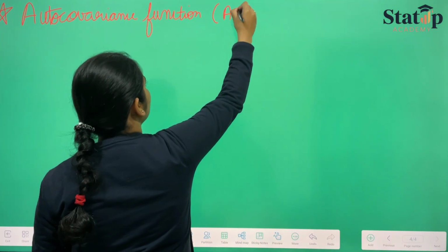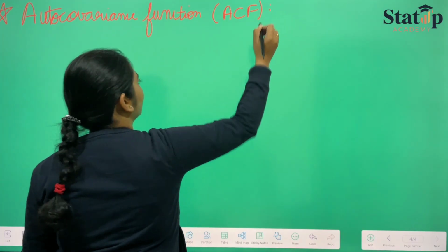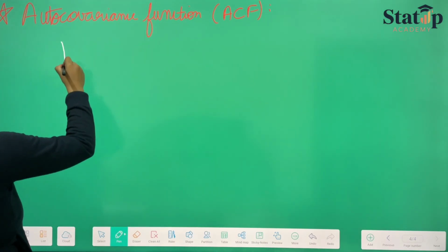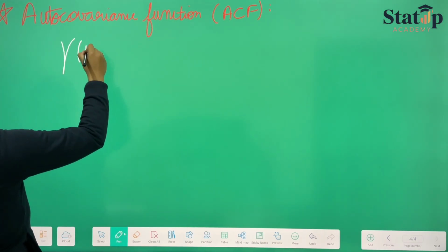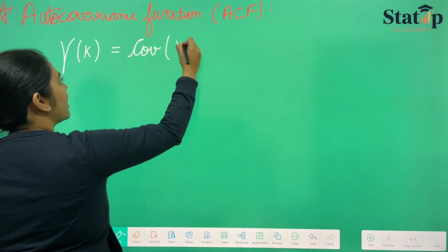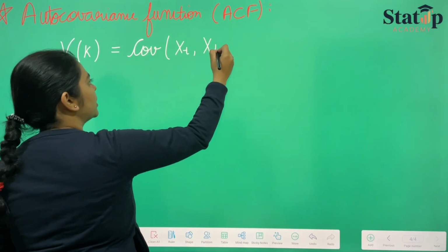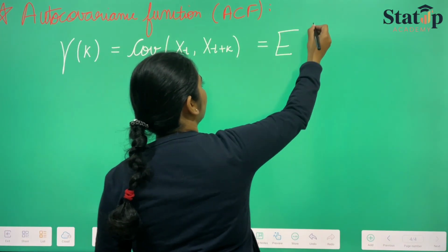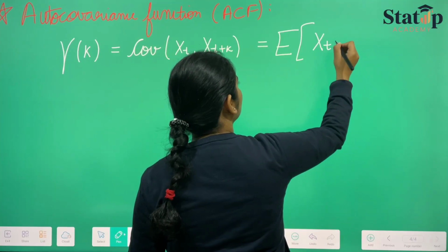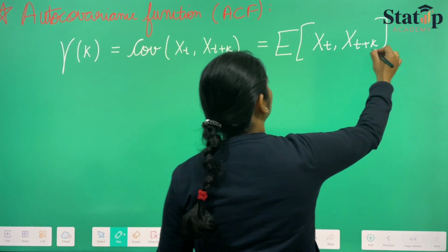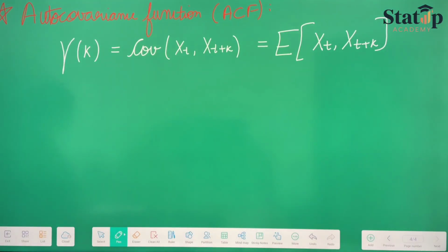which is termed as ACF, autocovariance function. Autocovariance function can be written as covariance between, like if I have to find the autocovariance with lag k, then this can be written as covariance between xt and xt plus k, or it can also be written as estimation of xt and xt plus k. This was the formula that we did.